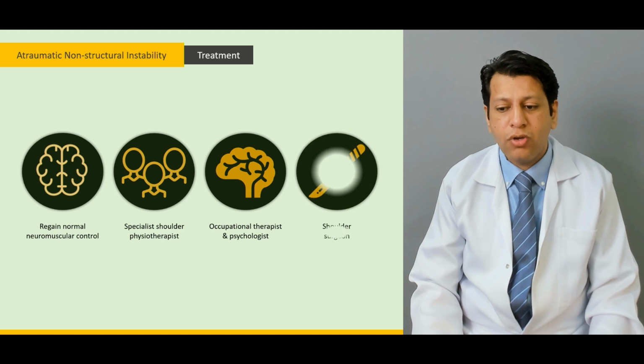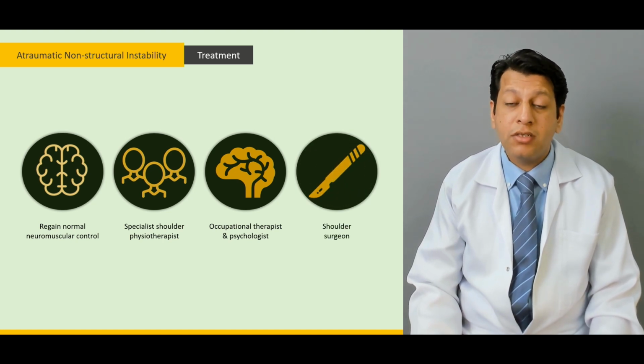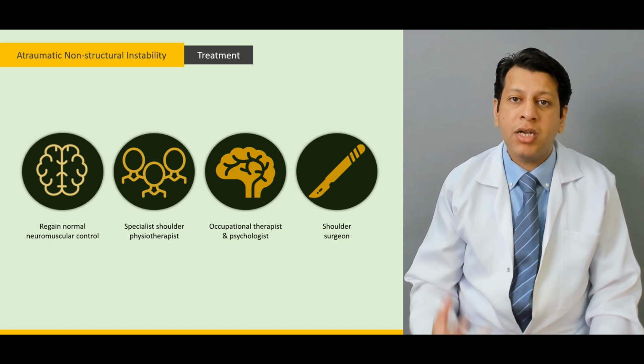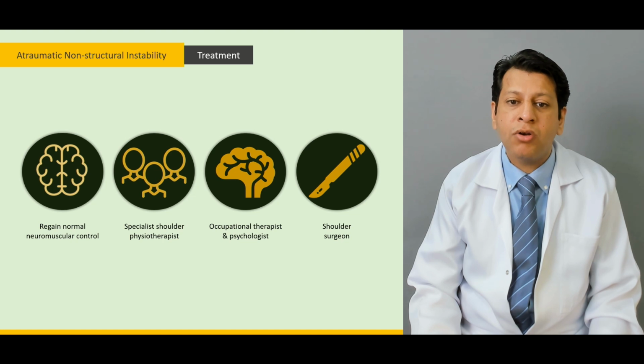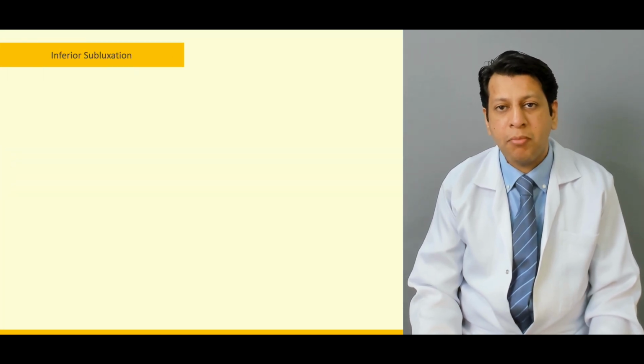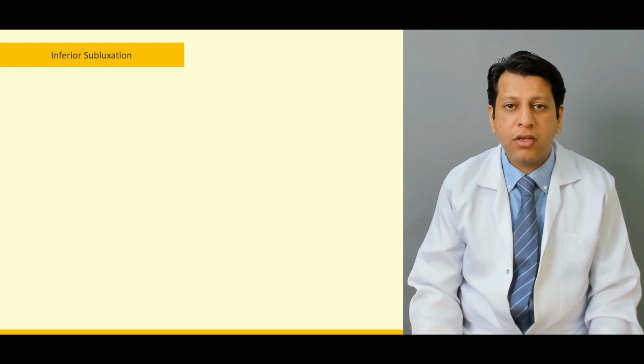And lastly, you need a shoulder surgeon, especially the orthopedic surgeon as well, to do that surgery in which the inferior capsular shift can be performed and the capsule can be tightened, so as to avoid atraumatic non-structural instability or instability associated with habitual dislocation. Now I told you there is a specific lesion called inferior subluxation and inferior dislocation.